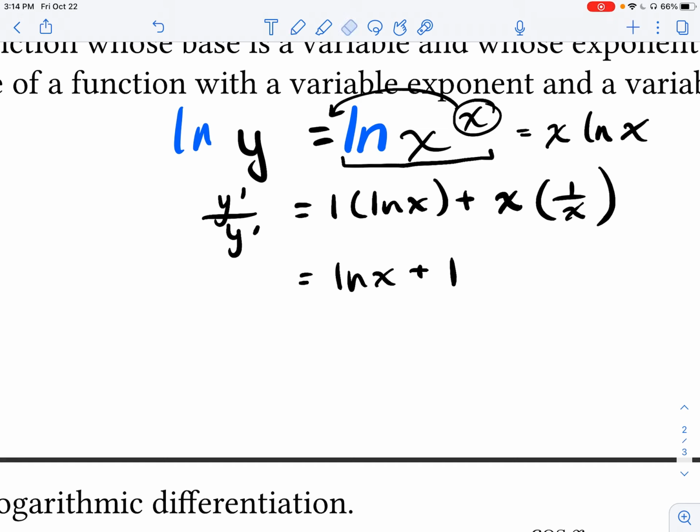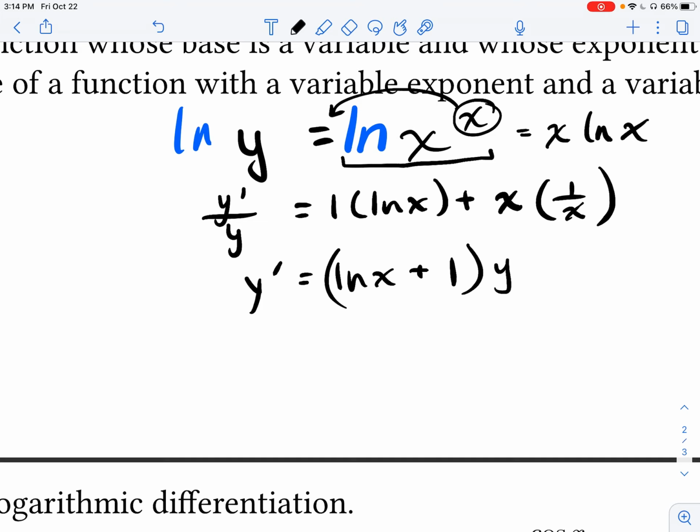Now for the left side here, I realize I wrote a y prime there. That shouldn't be there. This should be y prime over y. Apologize for the confusion. And I'm going to isolate my y prime. So I'm going to write y prime here and then multiply all of this here by y. Now my final step is to then substitute what y is.